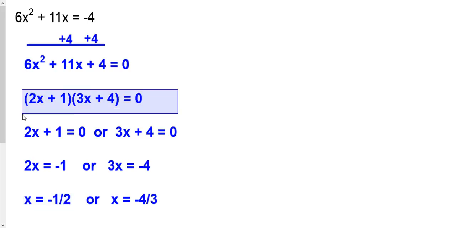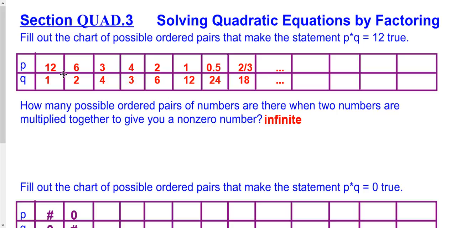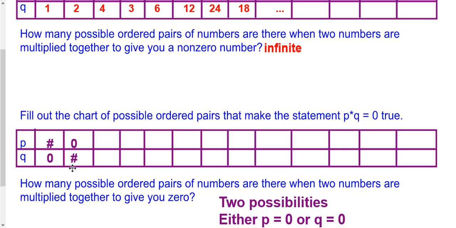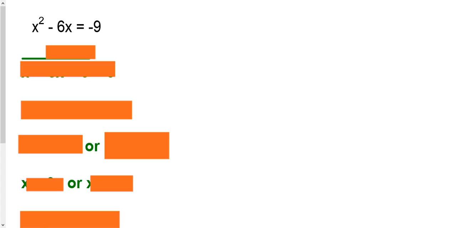And that goes back to that first slide that we were looking at, where when we were multiplying two things together to give you something other than 0, we had infinitely many options. Two things multiplied together to give you 0, you only had 2. So make sure you have it set equal to 0 first. Same idea here. Try this one on your own and then watch the video.